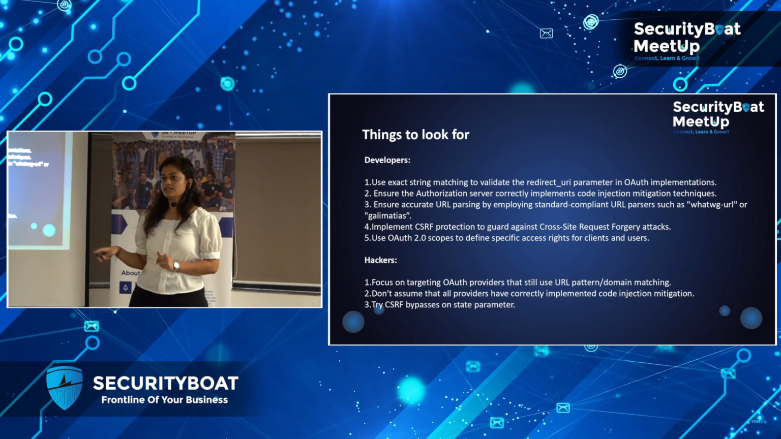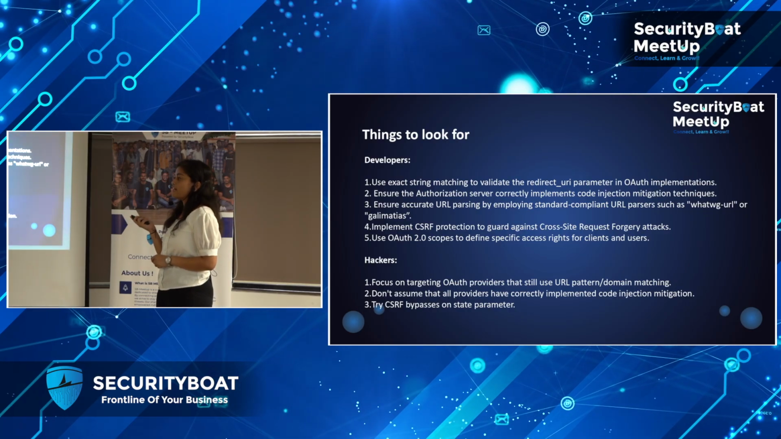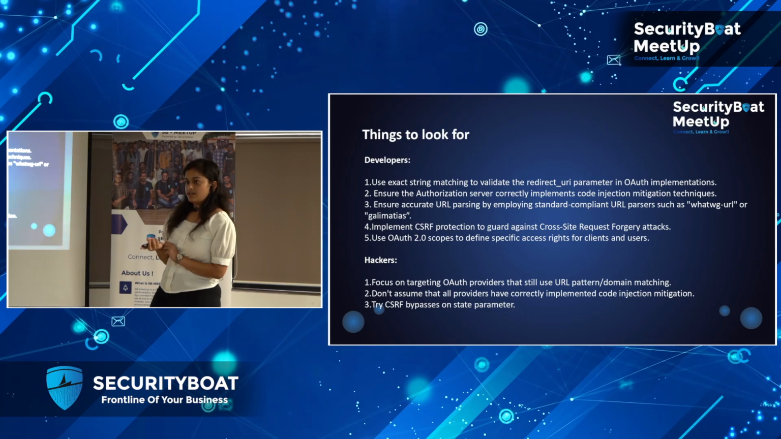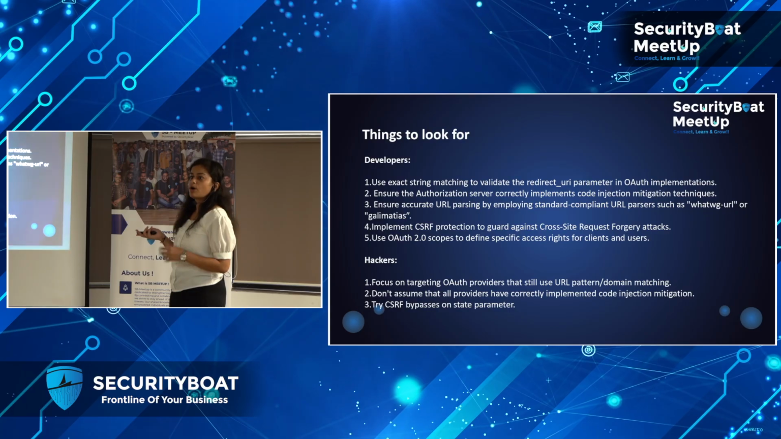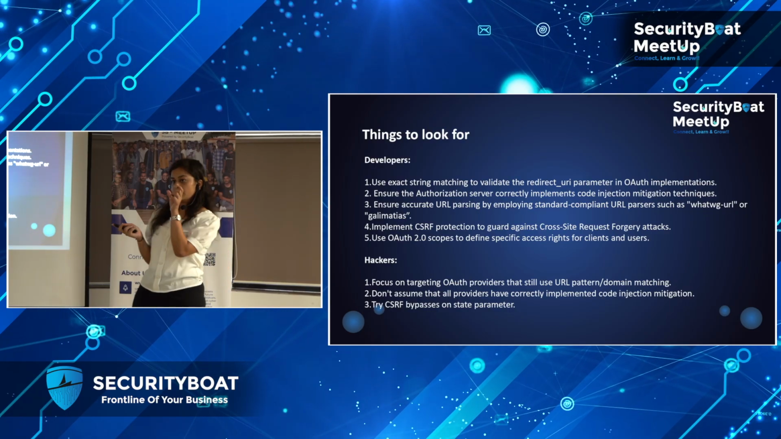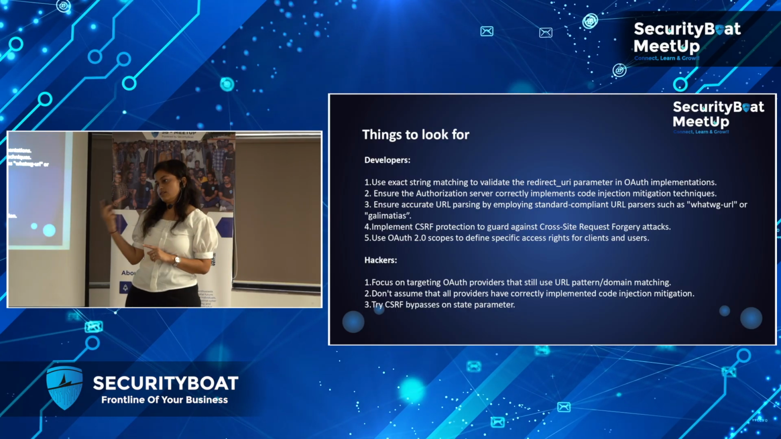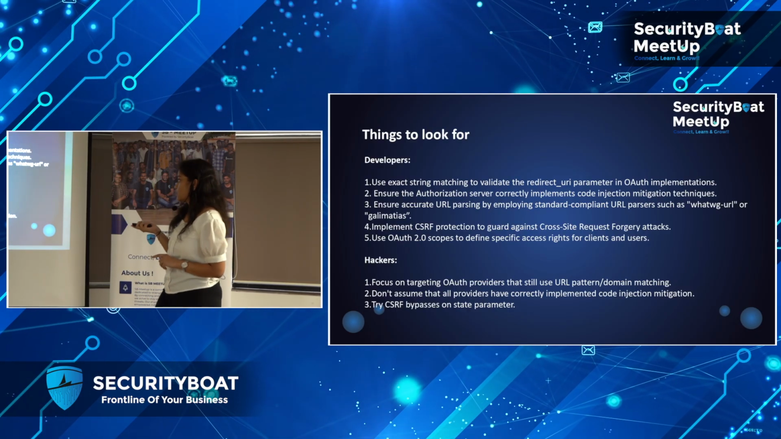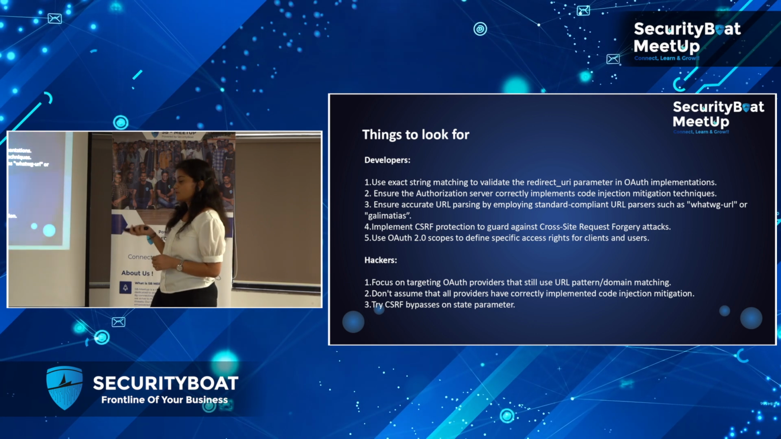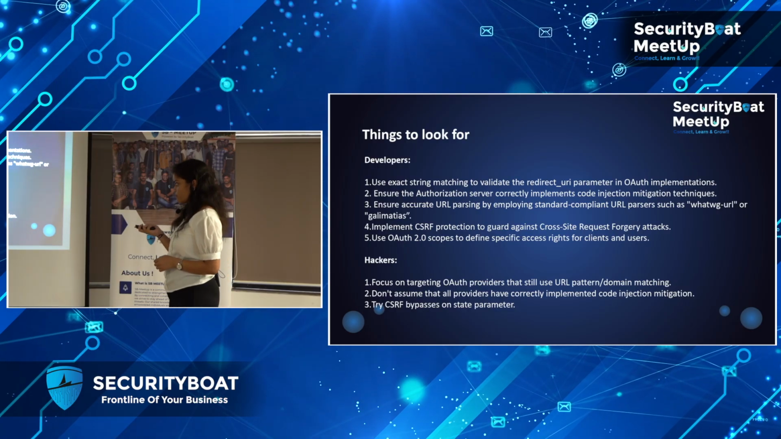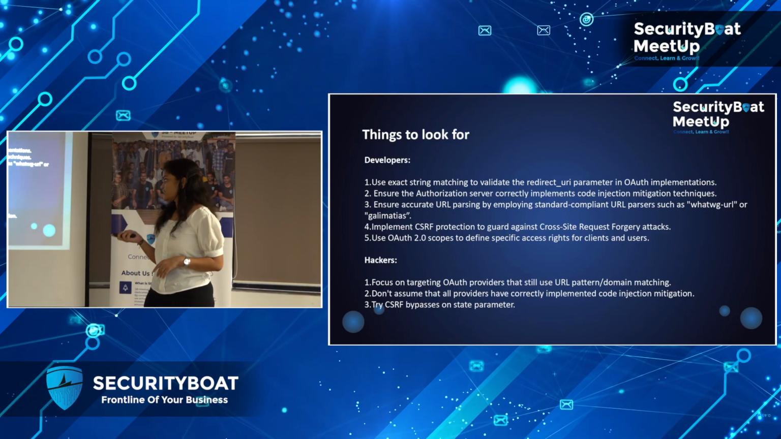So these are some suggestions for developers and hackers to look for in OAuth 2.0. Developers should validate the state parameter and redirect URL parameter to prevent CSRF and some other common attacks. Always use the exact string for the redirect URL parameter, so no one can use open redirection to get the access token. Always make sure the authorization server properly implements injection mitigations. And always set the scopes that define what type of access you are allowing a client application.